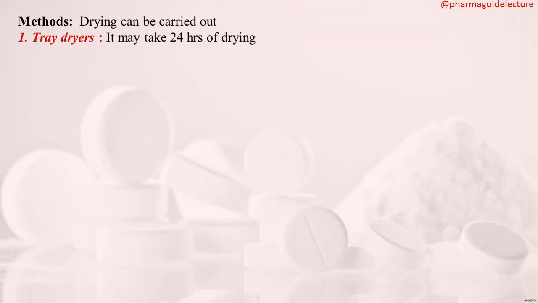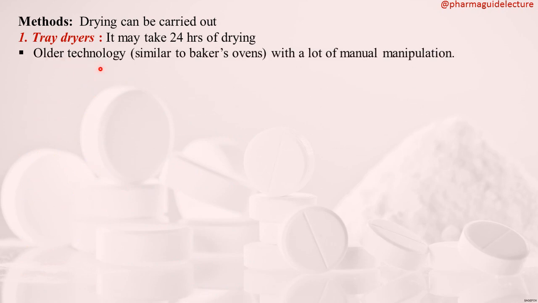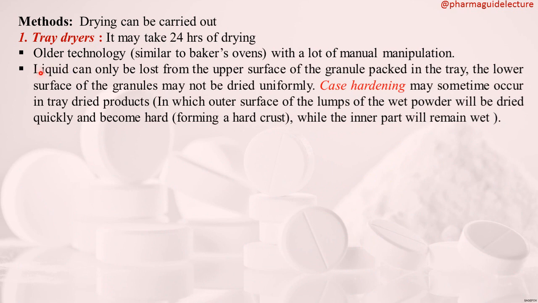Okay, now methods of drying. First is the tray dryers. It takes 24 hours of drying. This is an older technology similar to a baker's oven with a lot of manual manipulations. Liquid can only be lost from the upper surface of the granules. Packed in the tray, the lower surface of the granules may not be dried uniformly. This is known as case hardening.